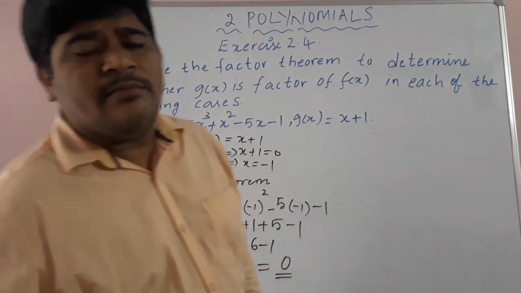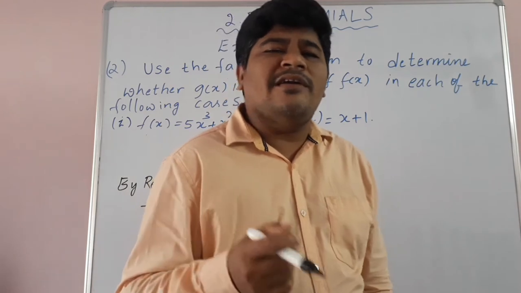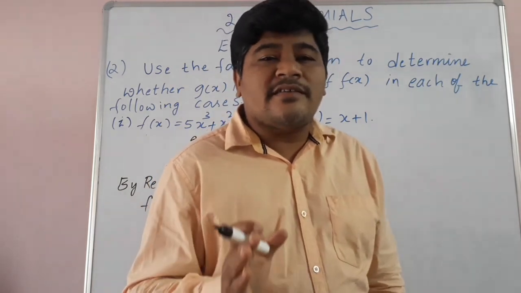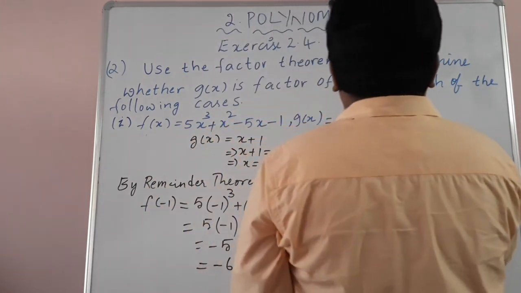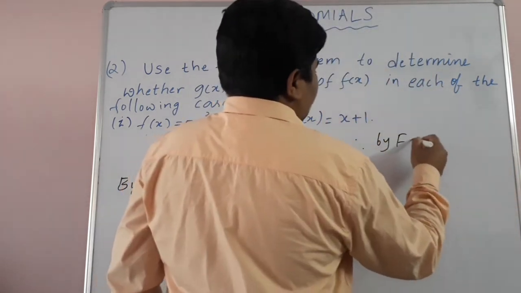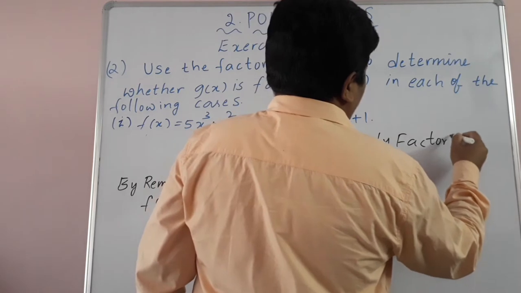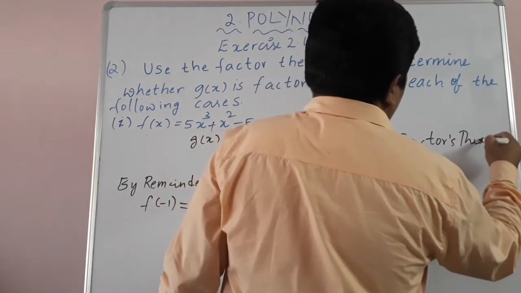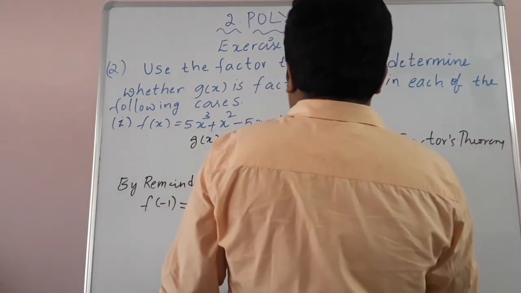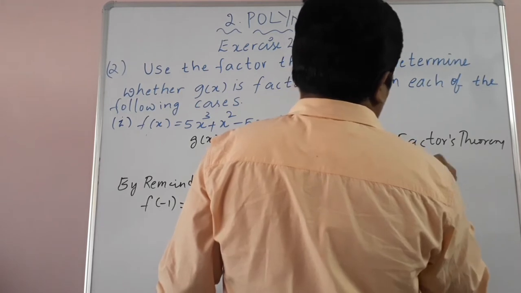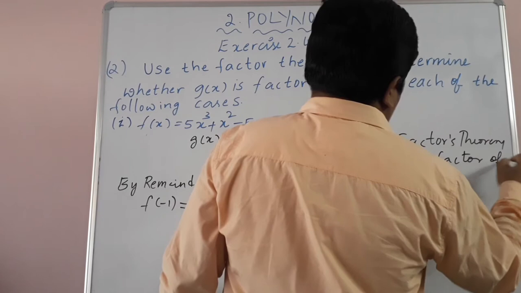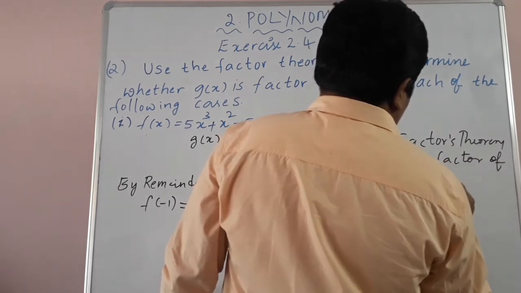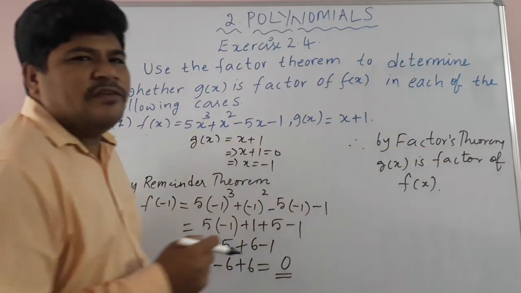According to the factor theorem, if the remainder is 0, that particular divisor, with whatever we are dividing, is called a factor. So we can write, therefore, by factor theorem, g of x is a factor of f of x. So children, in this way we will solve this problem.